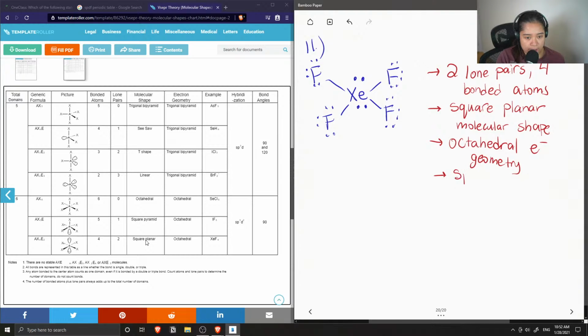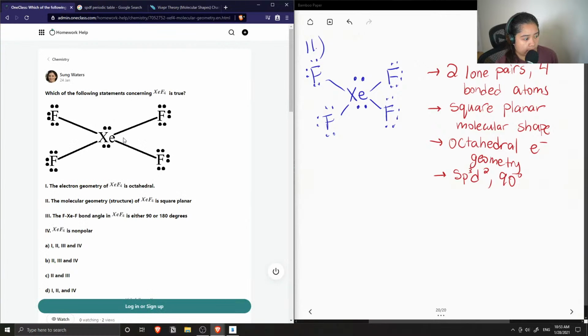And the hybridization is sp3d2. And the bond angles for all of the bonds is 90 degrees. Okay, so we also need to find out whether or not this molecule is polar or nonpolar.